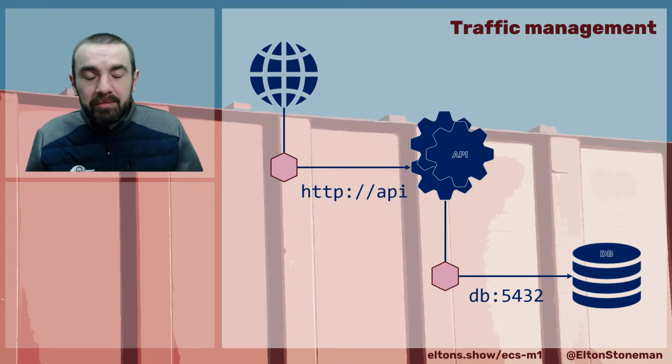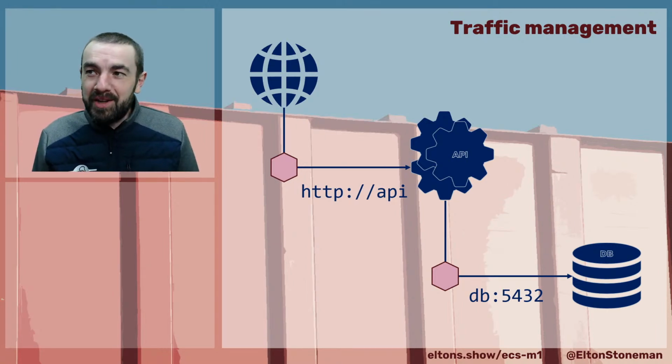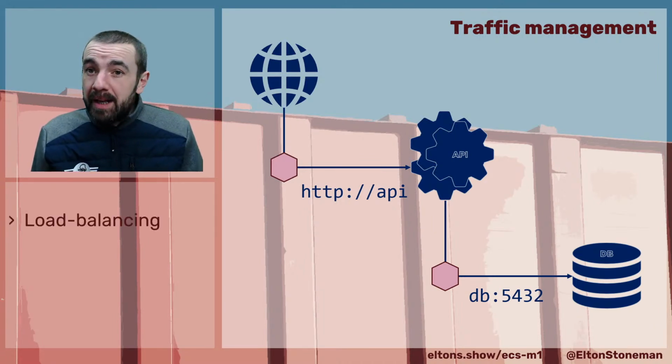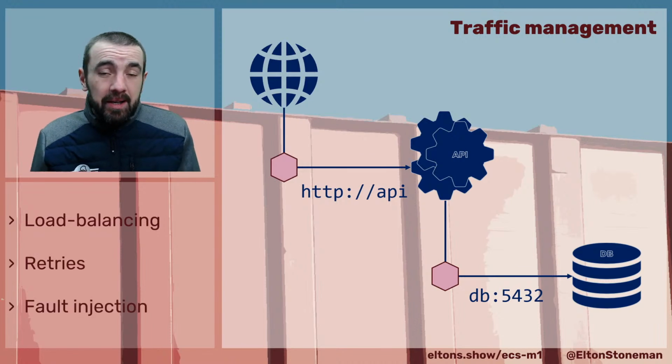Okay, and then the traffic management part. You can categorize these however you like, but the features fall into different areas. When you're looking at the actual traffic that's going from the client, the thing that's consuming, to the server that's providing the service, you get all sorts of other benefits. Like load balancing, like retries, and like fault injection.